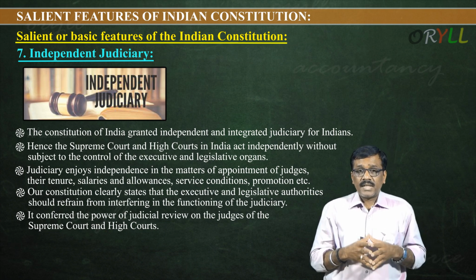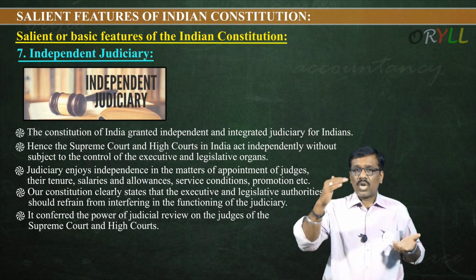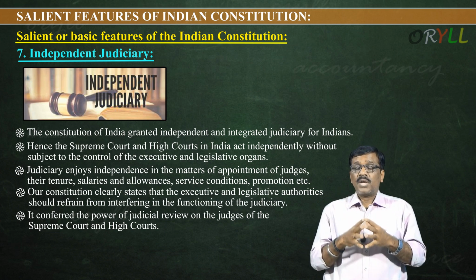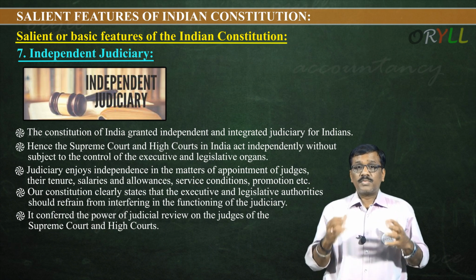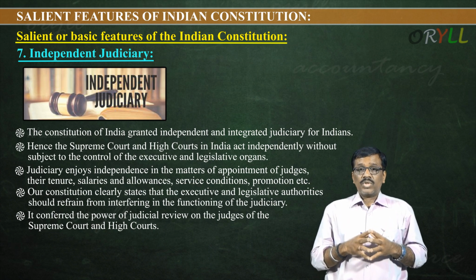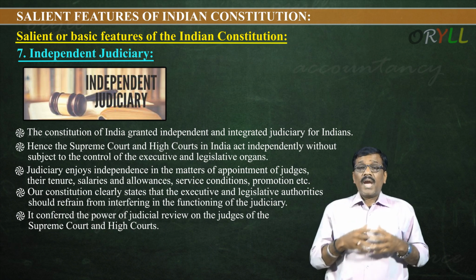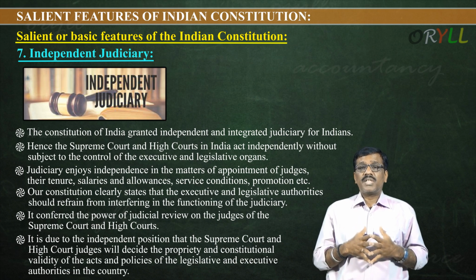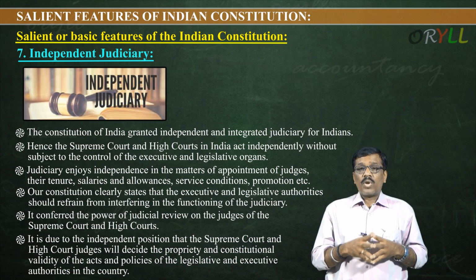Understand? In the same way, if the executive is implementing something that goes against the provisions of the constitution, the court may declare that act ultra vires. Understand? This provision is known as judicial review. So the judges of the Supreme Court and High Court have that power. It is due to their independent position that they decide the propriety and constitutional validity of the acts and policies of the legislative and executive authorities in the country.